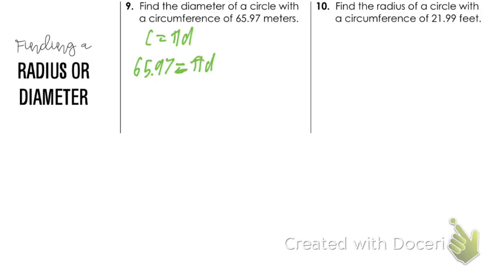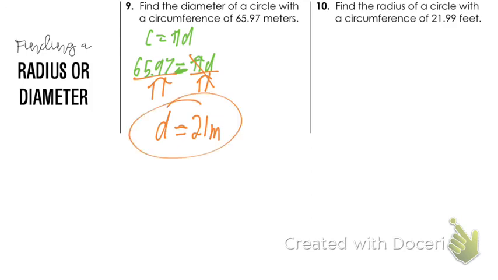If I'm trying to get diameter by itself, how do I get that by itself? Divide each side by pi, because it's multiplying with pi. So take 65.97 and divide that by pi. 21.98. You just get 21, right? Yeah, it's just 21. 21 meters. Or approximately 21 meters. Does that make sense? You took the same formula and you just repurposed it is all.